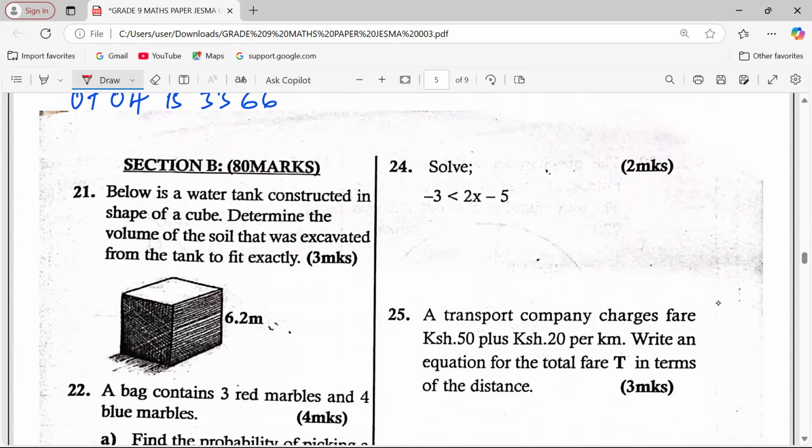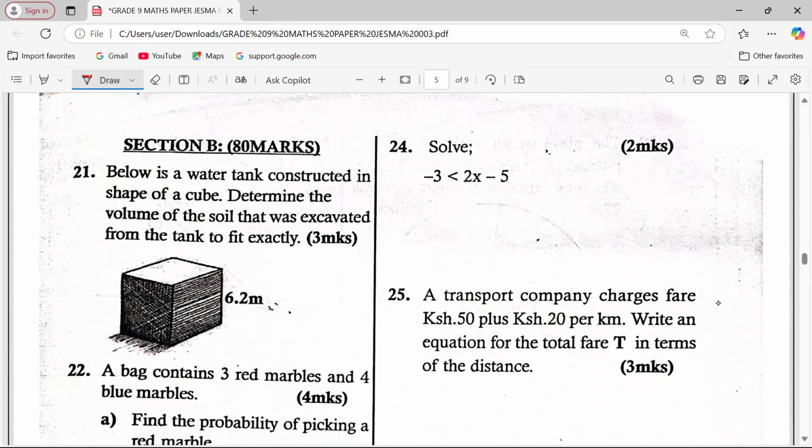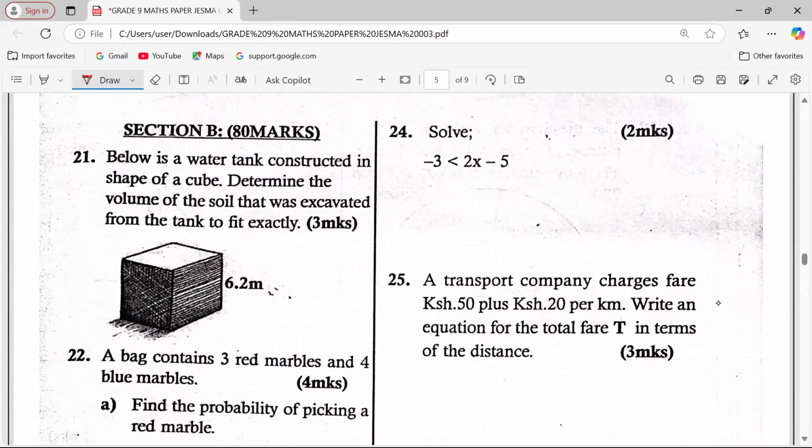Another section here of 80 marks, whereby we are told that section B has 80 marks. Now we have to solve everything again. We've only done 20 marks.